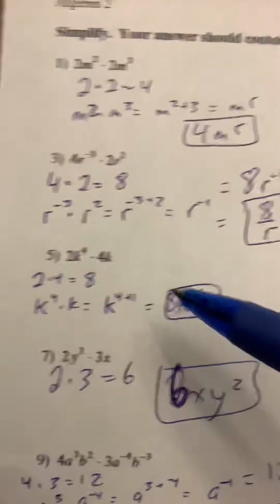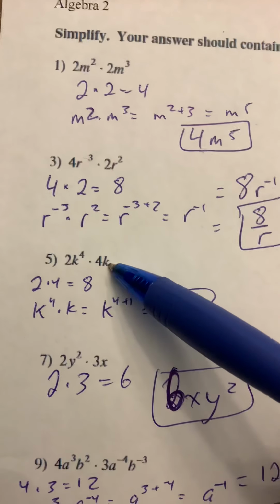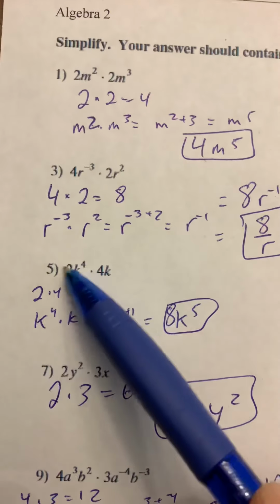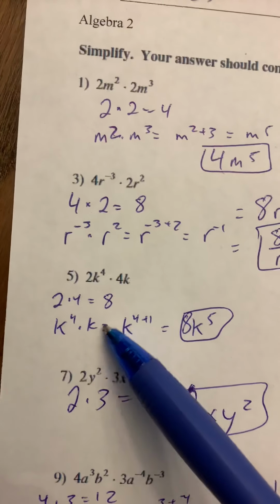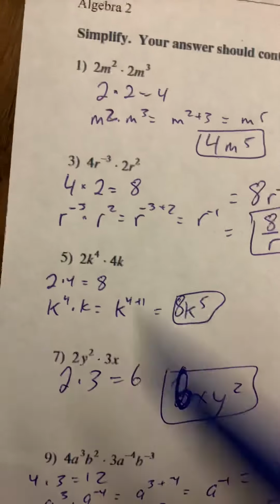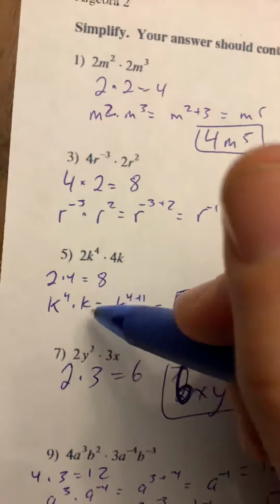For the third problem, we have 2k to the fourth times 4k. Again, 2 times 4 gives us our 8. K to the fourth times k. Well, k alone is really k to the first power, if you want to think of it that way.